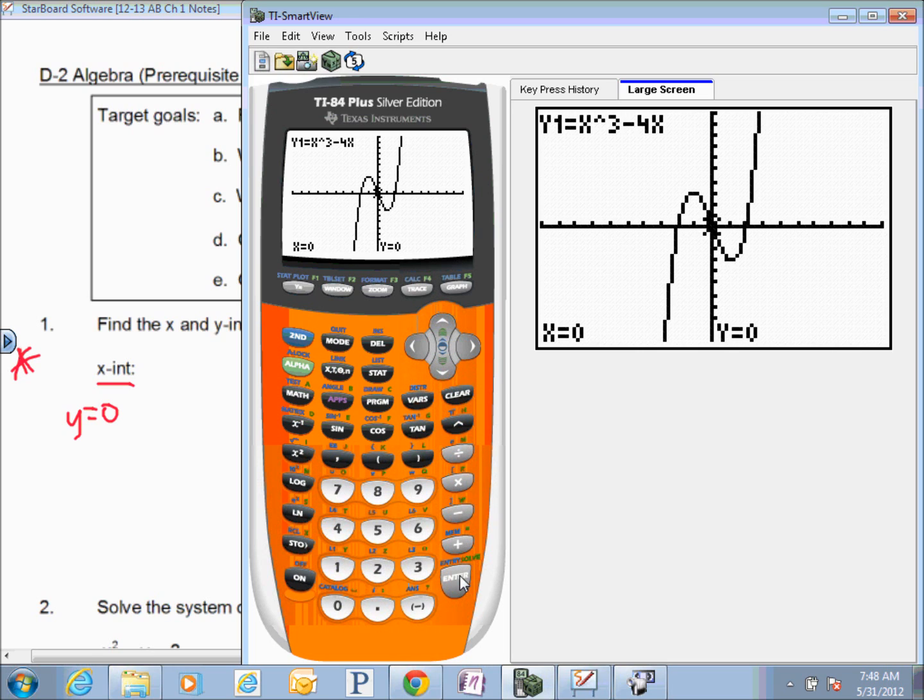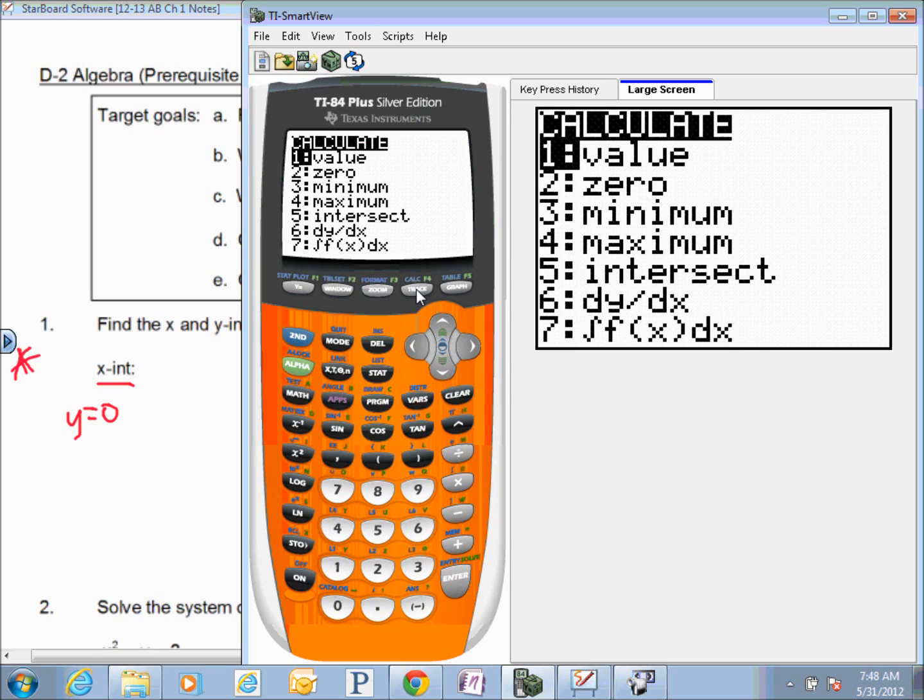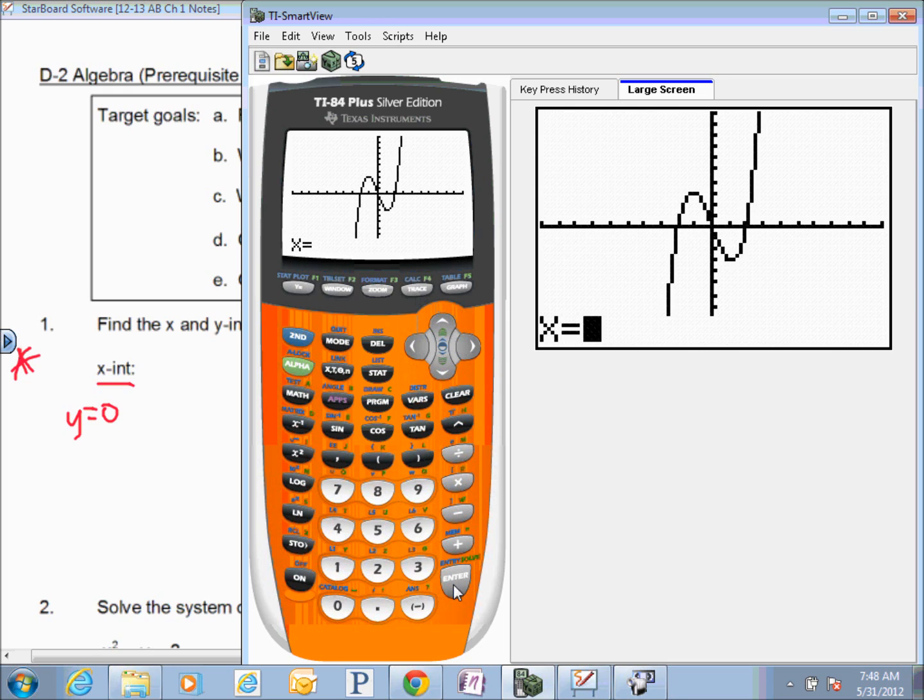And by the way, this value command works at any x value that you want. So if you hit value again and you want to know what's the value of this function when x equals -1, you hit enter, and it'll tell you that it's up at y equals 3. So it's a pretty valuable command for us to have.